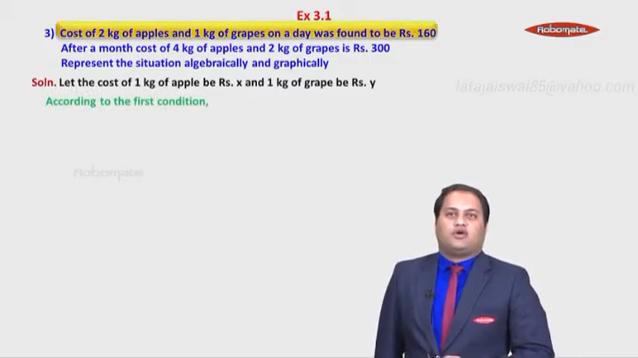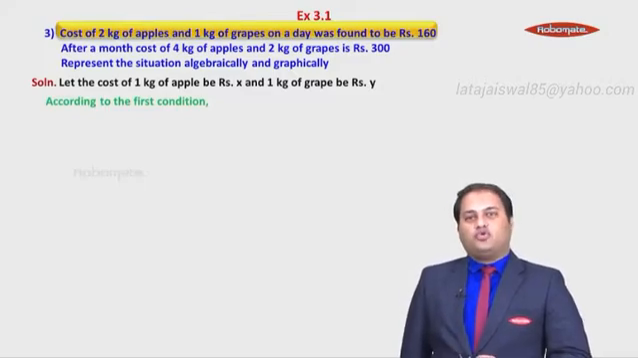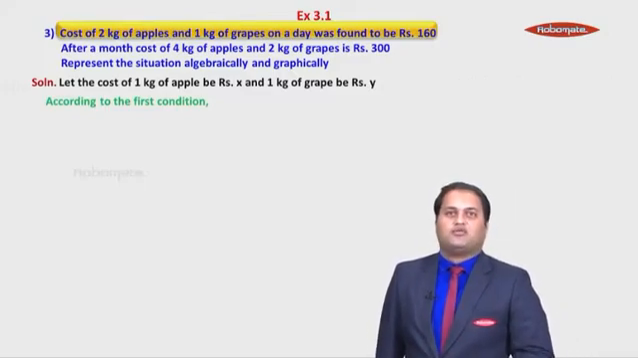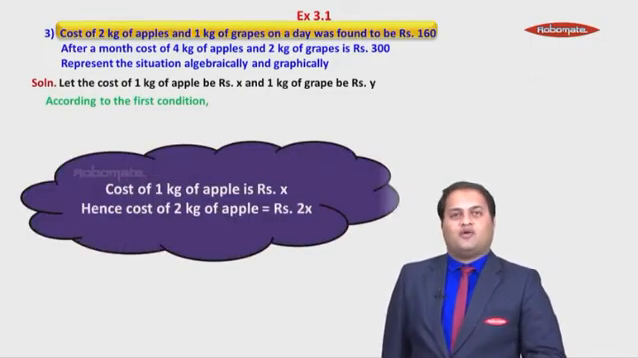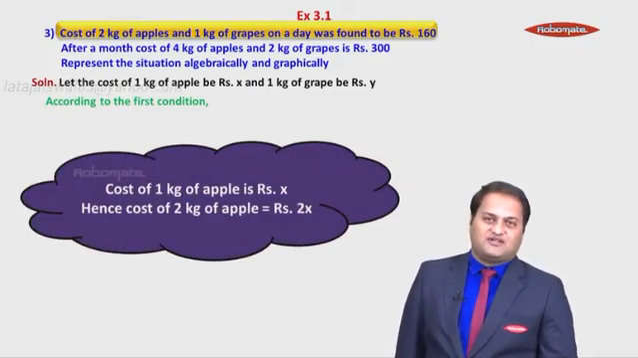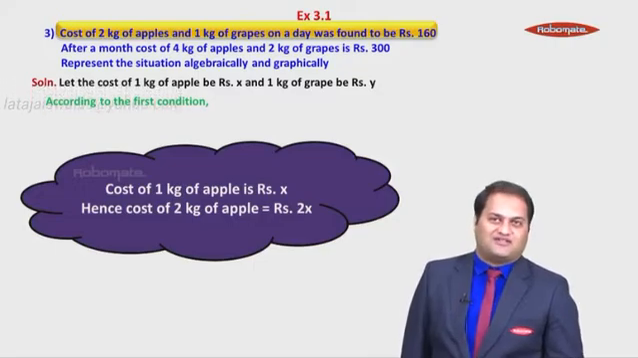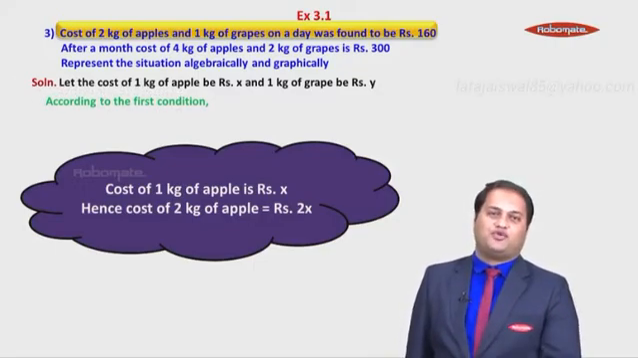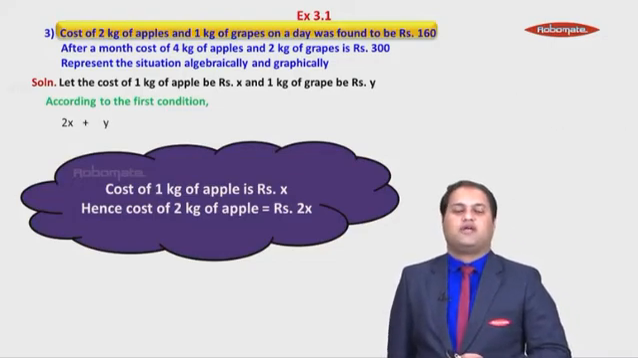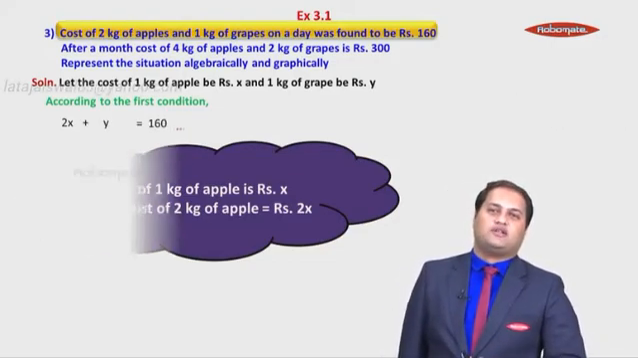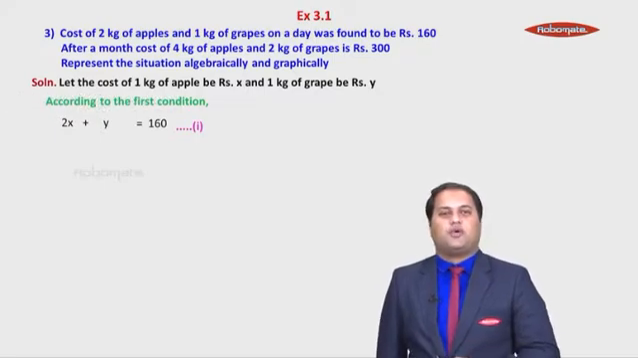According to the first condition, what does the first condition say? Cost of 2 kgs of apples and 1 kg of grapes on a day was found to be rupees 160. 1 kg of apple is rupees X, so 2 kgs of apples will be 2X, and 1 kg of grape is rupees Y. So what should be the equation? 2X plus 1 kg of grape, that is Y, is equal to 160. Let this be equation number 1.